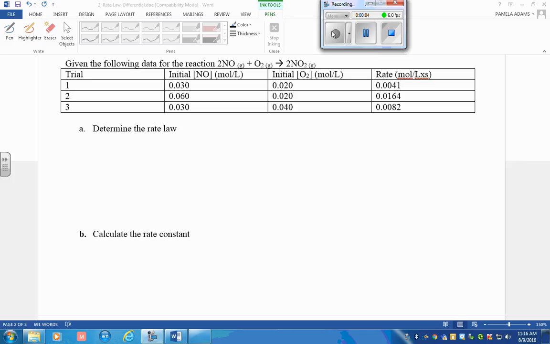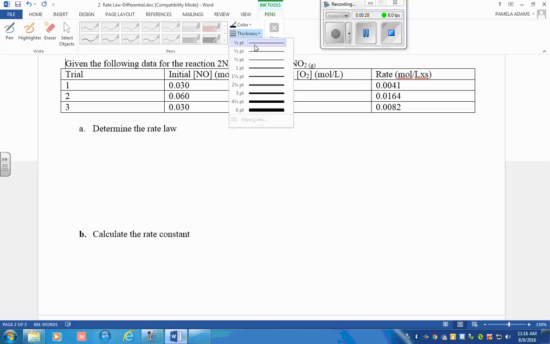Now that we know a little more about the rate law, we can solve some problems. Here is a typical problem. We have a chemical reaction, 2NO plus O2 yields 2NO2. And we've been asked to determine the rate law using this experimental data, and then we're going to calculate the rate law constant.